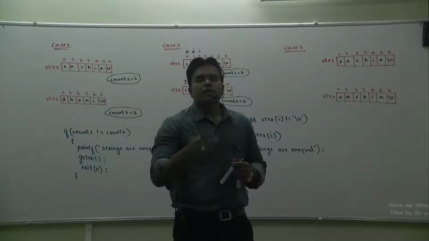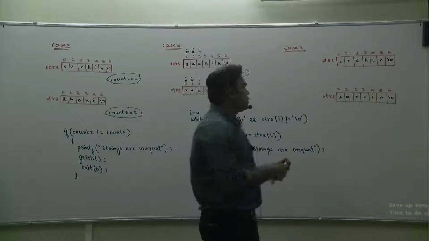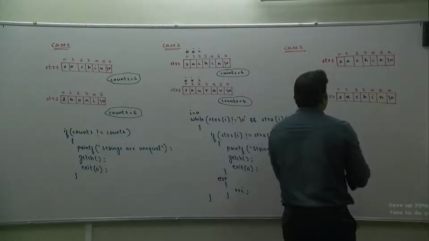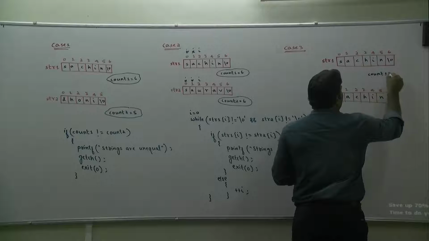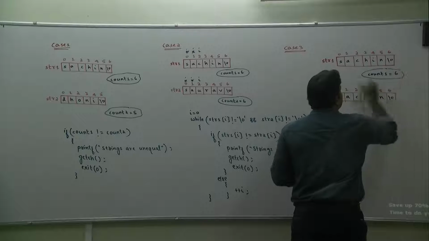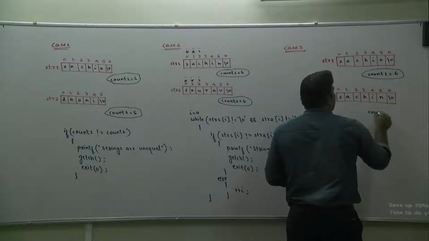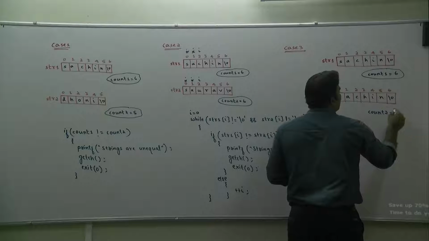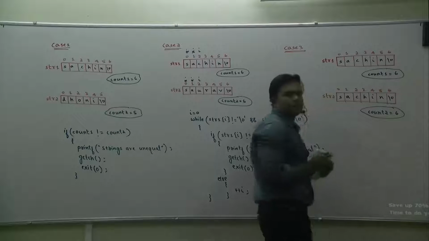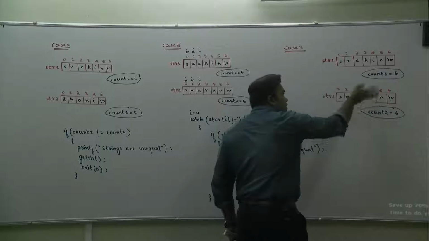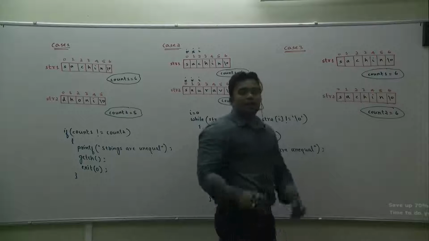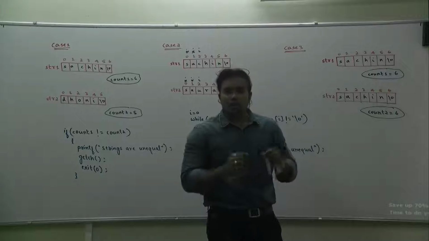Okay, sir. In this case, what, sir? In this case also same thing. First find the count. The first string's count I will keep in the variable count1. You know that it would be 6. I will find the second one's count and keep it in count2. You know that is also 6. And as I told you, whenever the counts are equal, you cannot tell if strings are equal. Only the count is equal.